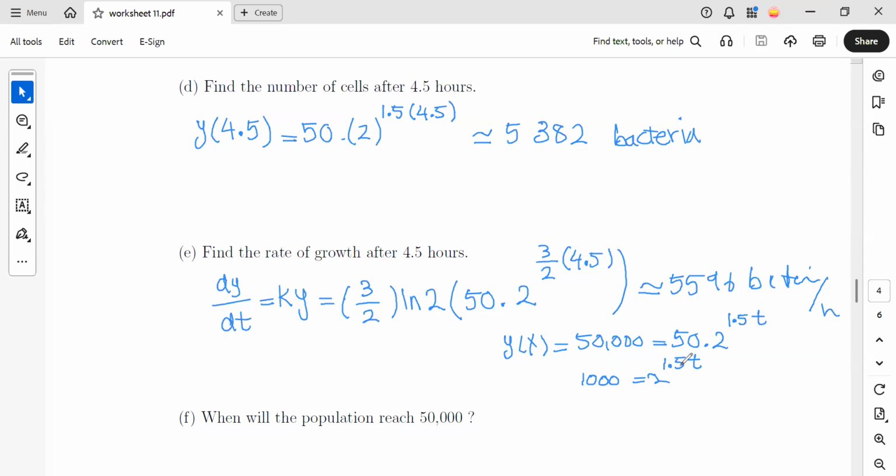And when the unknown is the power, we are going to use ln. So ln of 1000 is equal to the power, which is 1.5 t, times ln of the base, 2. Now t in here will be ln of 1000 divided by 1.5 ln of 2, and using a calculator, it will be approximately 6.64 hours.